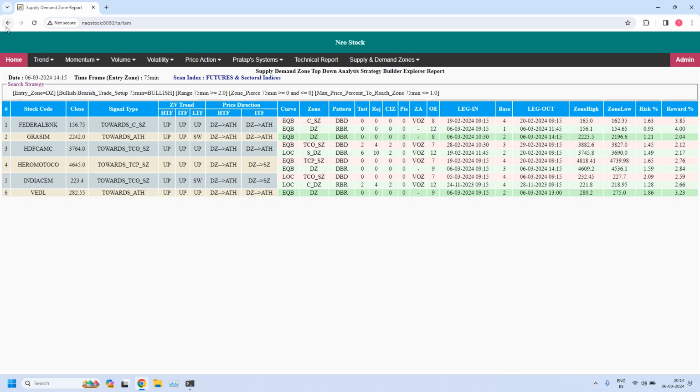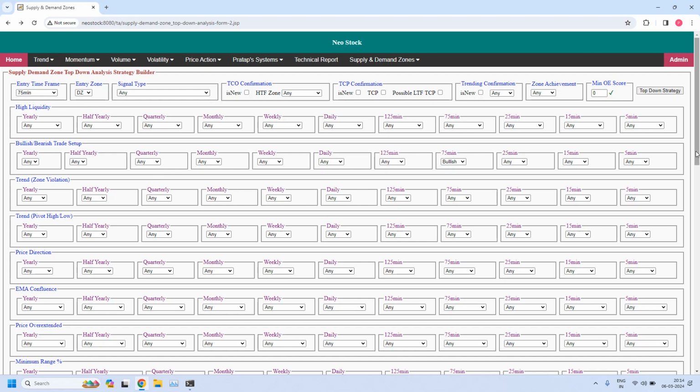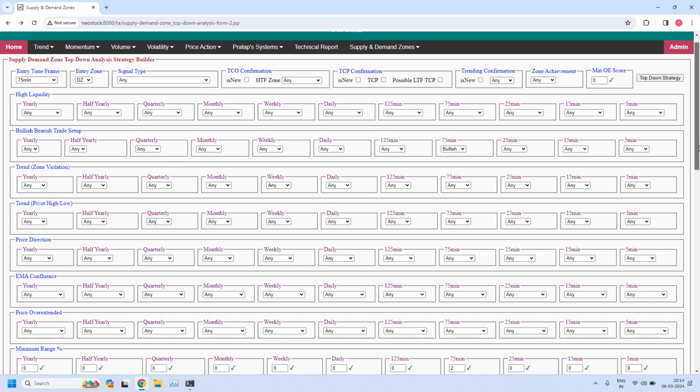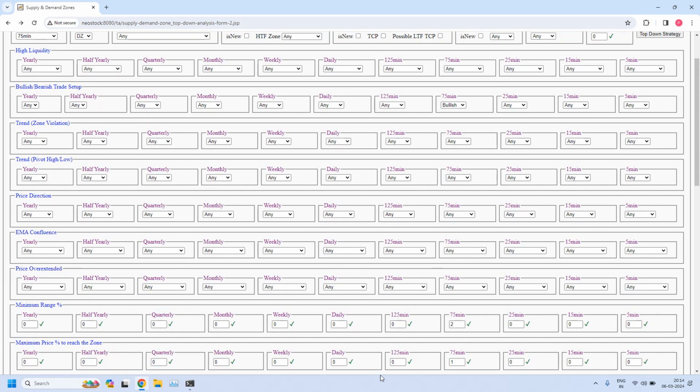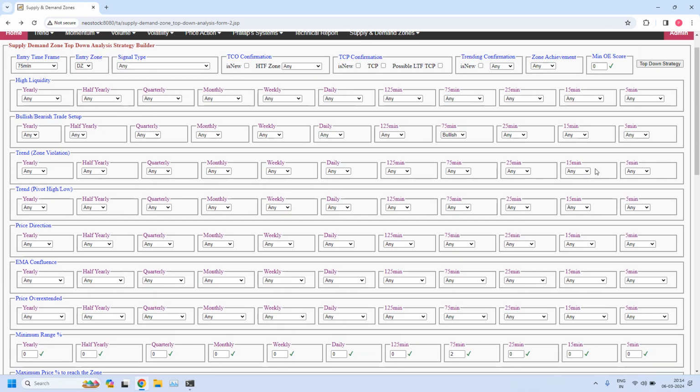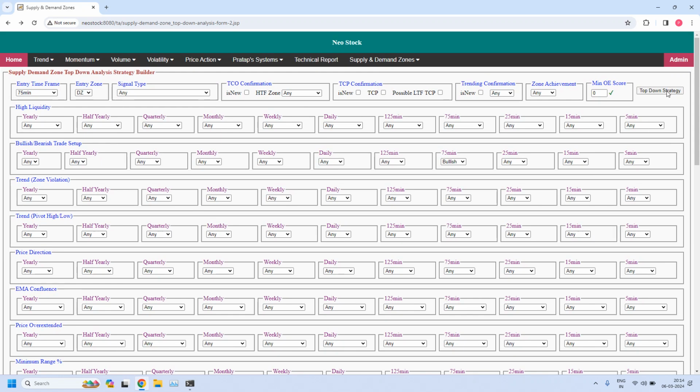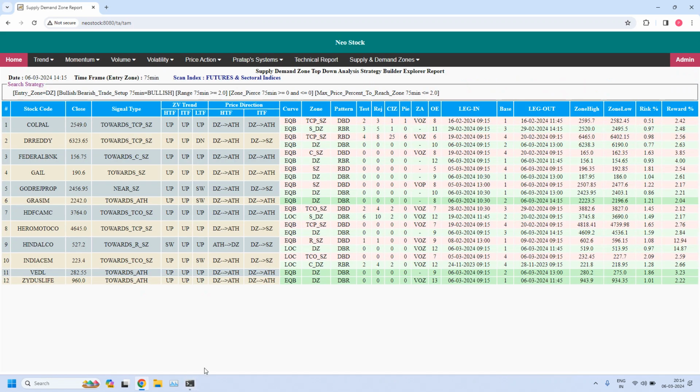So now let's go back. We will generate one more report within 2% to the 75 minutes demand zone. I am changing 1% to 2%. Let us see, we will get even bigger list. So you got 12 stocks. I think this is good enough for us. If the price is down by 2% or 1%, some of these stocks will get the trade.